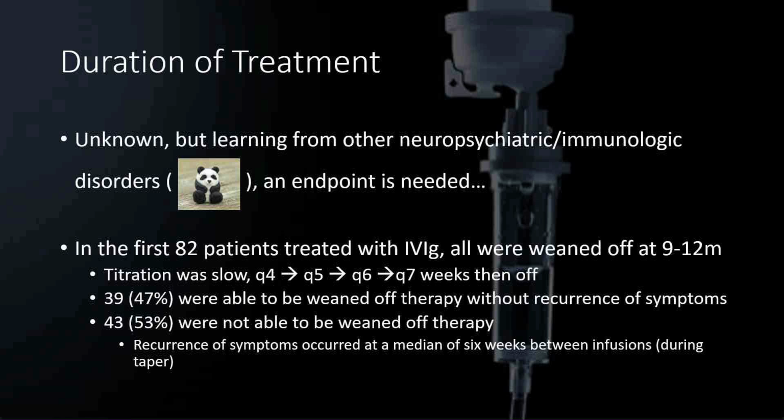So in the first 82 patients that we treated with IVIG, we weaned them after about 9 to 12 months. It was a slow wean. And they fell into two camps. Half of the patients had no recurrence of disease. They made their progress, they made their improvement, they got very close to their premorbid baseline, and they continued along despite discontinuation of IVIG. In the other 50%, unfortunately, they had regression again of their symptoms despite weaning.